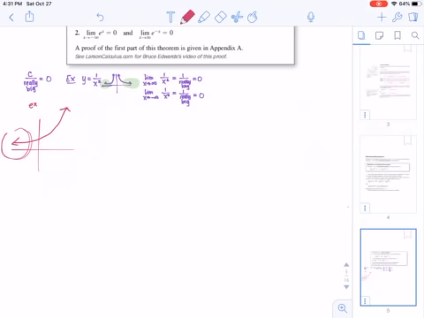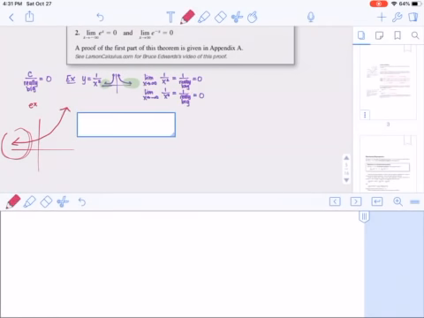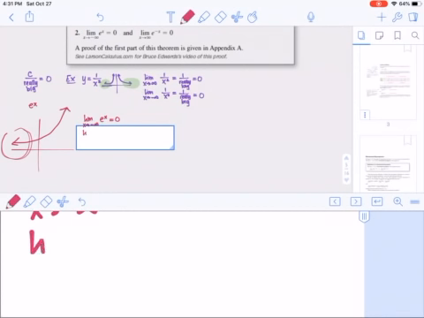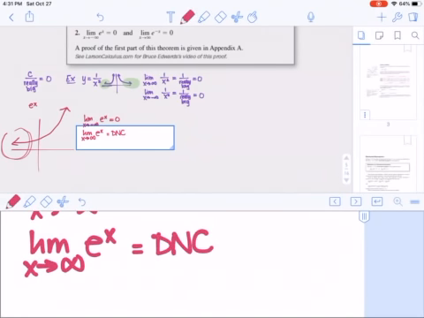So this is a good example where the limit as x goes to negative infinity of e to the x equals 0, but the limit as x goes to infinity of e to the x would be DNE, because it would continue to increase without bounds. Another optional answer would be infinity, but infinity is not actually a number.